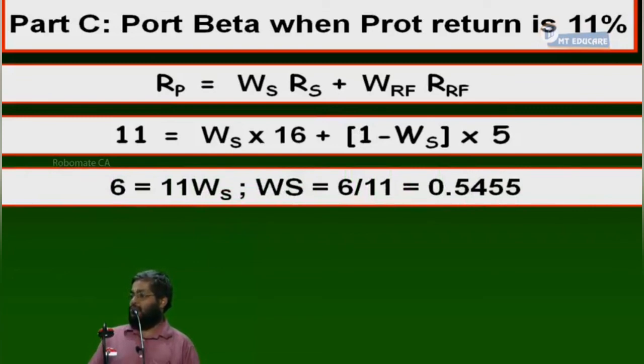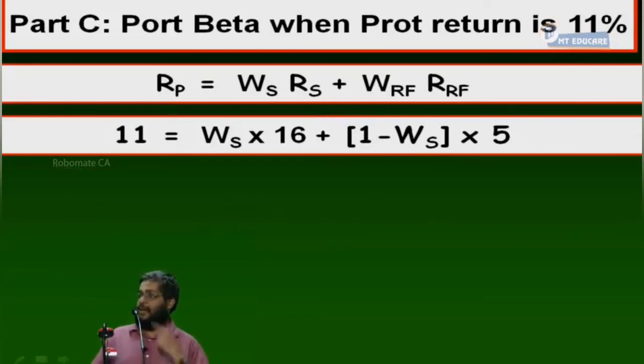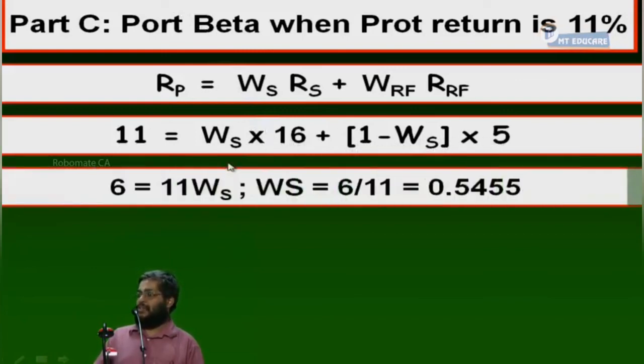6 is equal to 11 weight of security. You can simplify it. This is 16 weight of security plus 5 minus 5 weight of security becomes what? 11 weight of security is equal to 6. 6 is equal to 11 times weight of security. WS is equal to 6 by 11.